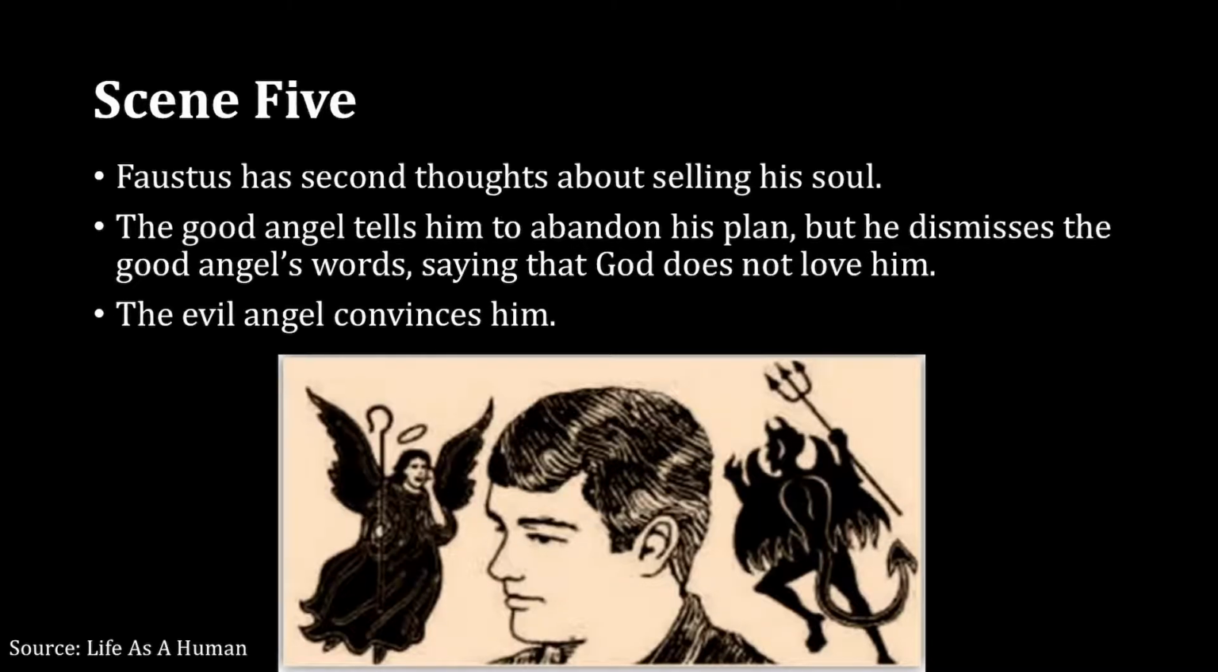In scene 5, Faustus begins to have second thoughts about selling his soul and the decision that he made. The good angel reappears again and reminds him to abandon his plan. He's still able to seek redemption if he does this in time. However, Faustus dismisses this and says that God does not love him, and the evil angel convinces him to stop listening to the good angel.